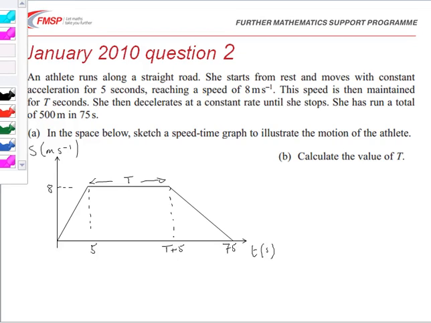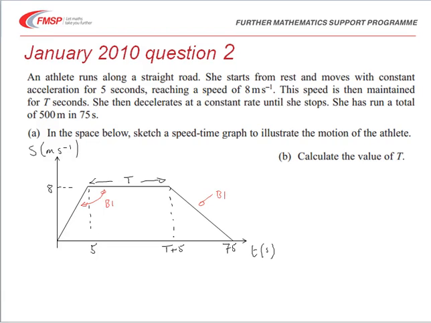The marking for that was a lot of B marks which don't require any particular method. There was one for getting both of the first 2 sections of the graph the correct shape, and then a second B mark for the third part of the graph, and a third B mark for the labels on these axes.